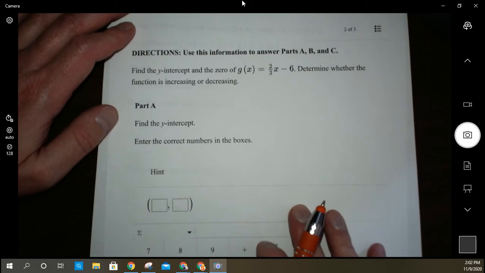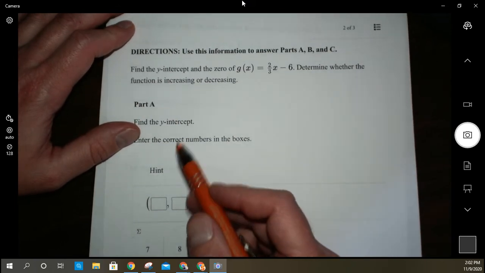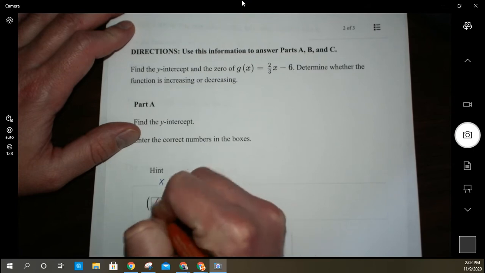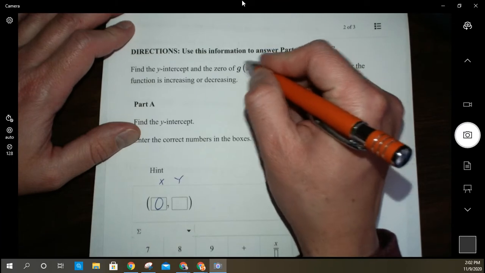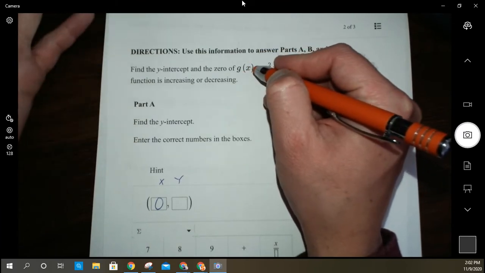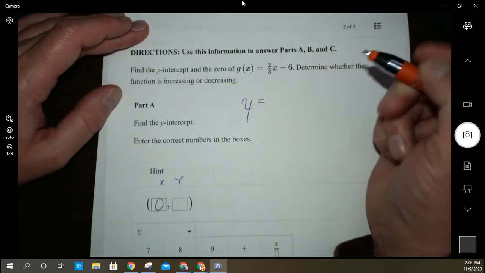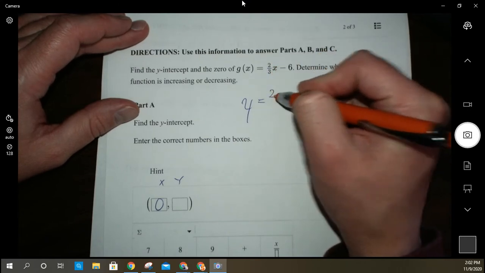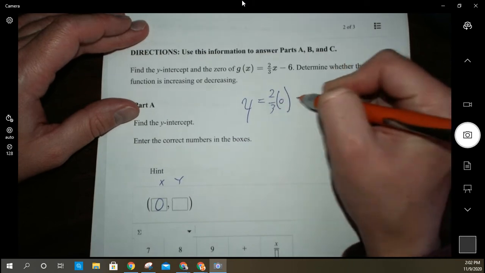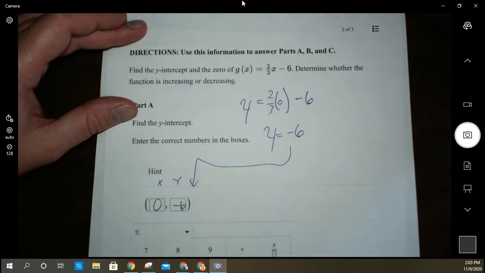All right. Use the information and let's figure it out. So find the y-intercept, and the y-intercept is when x equals 0. So I'm going to take my equation over here, the function, that's our function output, which usually is y, but I'm going to put y there for the sake of whatever. And 2/3, and the x is going to be 0 here. So really that's going to 0 out, and I'll be left with y equals -6. And bingo, we'll drop that in there.